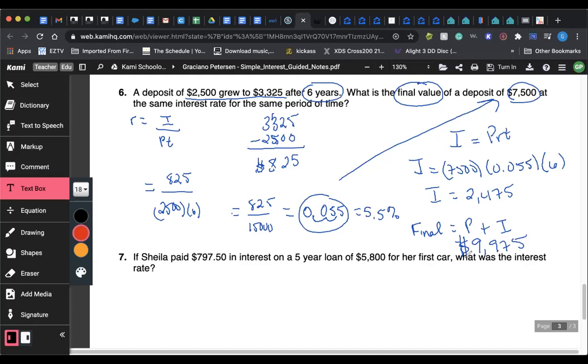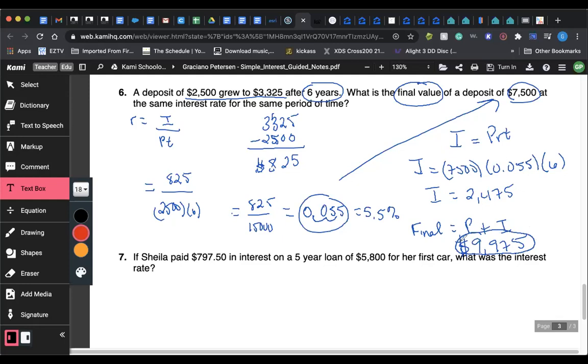This was a super complicated word problem with many steps. So this finally is our final answer, $9,975.